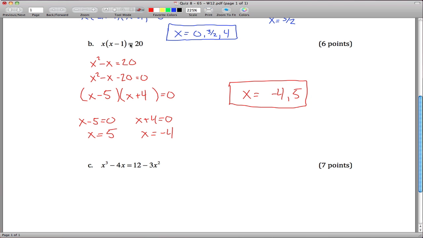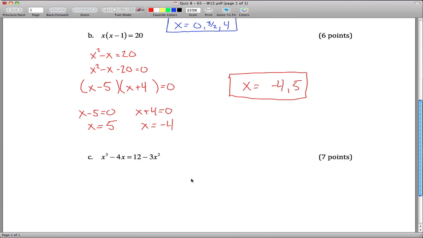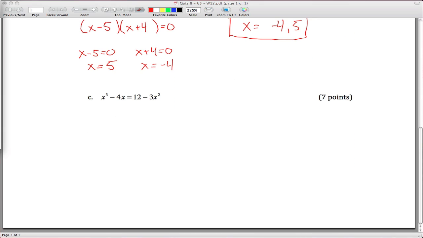You can check those if you want. You can take 5 and throw it in here and check that it works. It does. 5 times 4 is 20. Same with negative 4. But you don't have to check them if you're pretty sure you did them right. Anyways, down here to the last one.